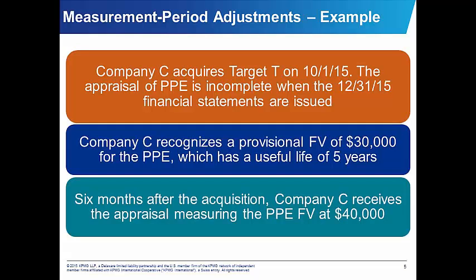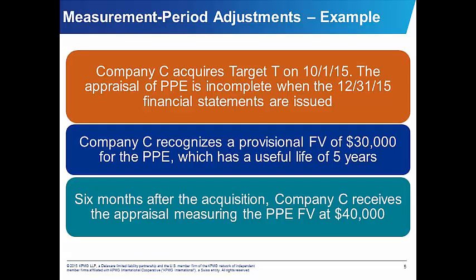The PP&E has a useful life of 5 years, so at December 31st, Company C recognizes depreciation expense of $1,500. In 6 months, on March 30, Company C receives the finalized appraisal estimating the fair value of PP&E at $40,000, which is $10,000 more than what it had recorded in its provisional amounts.